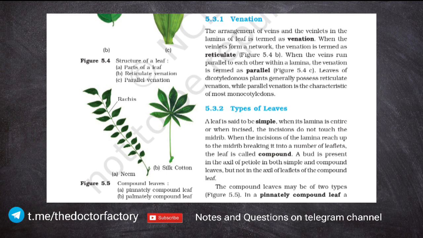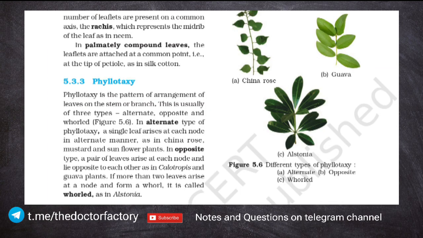The compound leaves may be of two types. In a pinnately compound leaf, a number of leaflets are present on a common axis, the rachis, which represents the midrib of the leaf, as in neem. In palmately compound leaves, the leaflets are attached at a common point, that is at the tip of petiole, as in silk cotton.